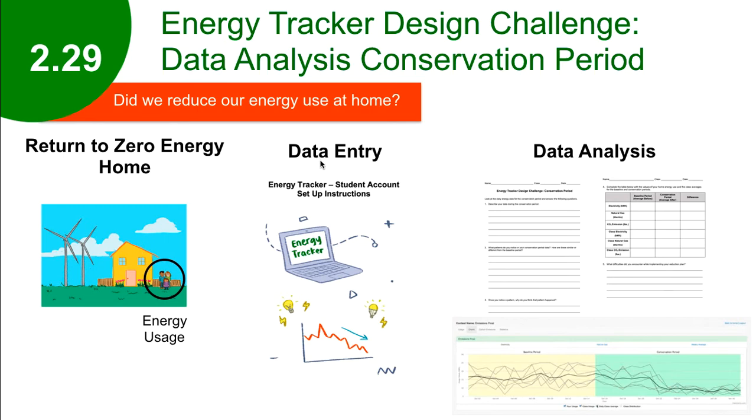Students need to access the online Energy Tracker app and enter their home energy data for the conservation period. That's everything since they started their action plan. Students then analyze their home energy data for the conservation period, both with their personal home energy data and also the class average. There's a worksheet to make sure that there's a place for them to record all their findings and help scaffold their analysis. We really want to make sure students look for evidence of cause and effect relationships between the actions that they took and the amount of energy that they ended up using.